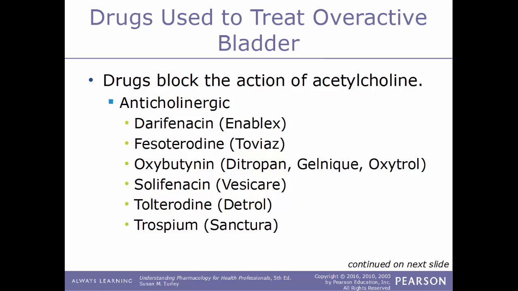Some examples of this class would include darifenacin, known by the trade name Enablex, fesoterodine, also known by its trade name Toviaz, oxybutynin, known by its trade names Ditropan, Gelnique, and Oxytrol, solifenacin, known by its trade name Vesicare, tolterodine, known by its trade name Detrol, and trospium, known by its trade name Sanctura.